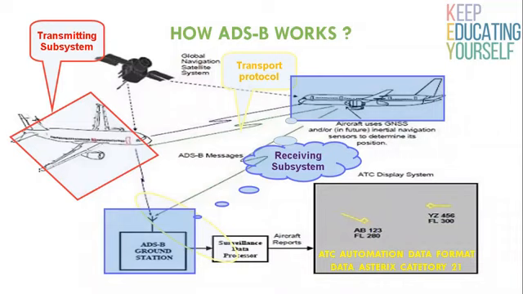ADS-B consists of three components: a transmitting subsystem, a transport protocol, and a receiving subsystem. A transmitting subsystem that includes message generation and transmission function at the source, which is the aircraft. Aircraft can also be equipped with CDTI, but this is not essential.